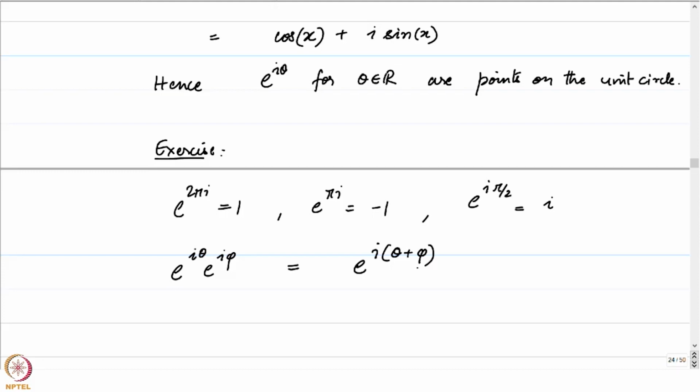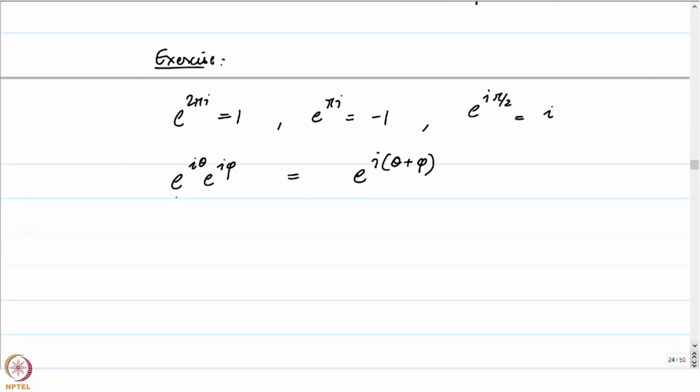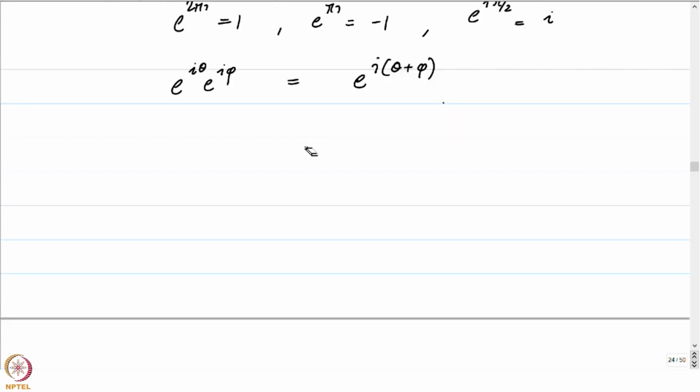This is exactly the same thing which we had seen earlier in the last lecture. This is basically cos theta plus i sine theta, this is cos phi plus i sine phi, and this is cos of theta plus phi plus i times sine of theta plus phi. Also, the conjugate of e to the power i theta, you should sit down and check that this is equal to e to the power minus i theta. All these are exercises which you should sit and solve.